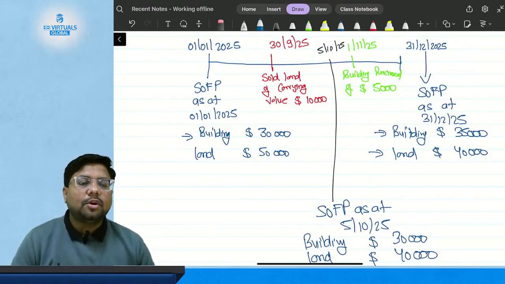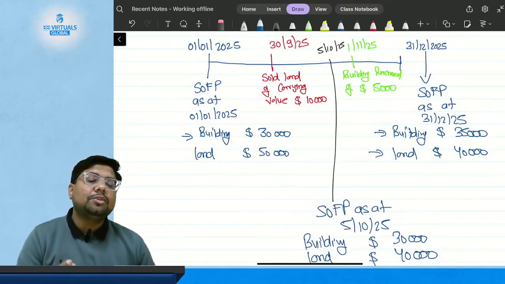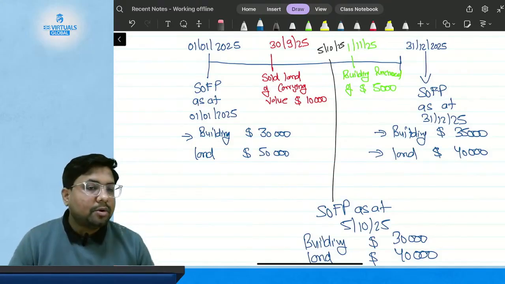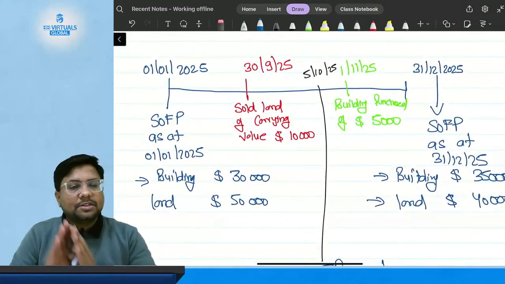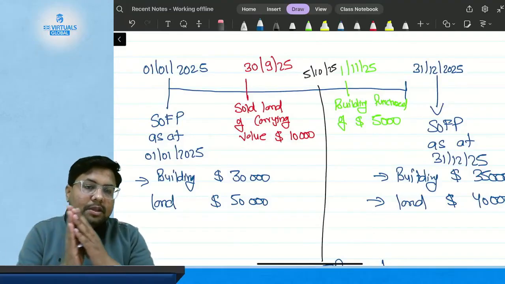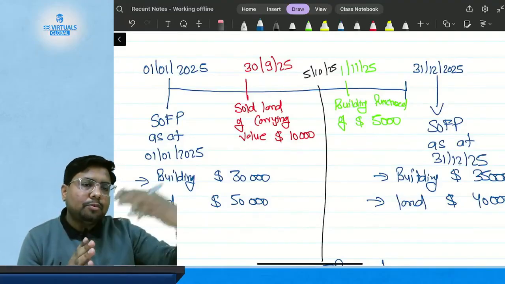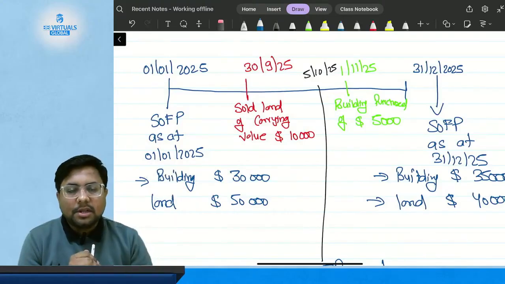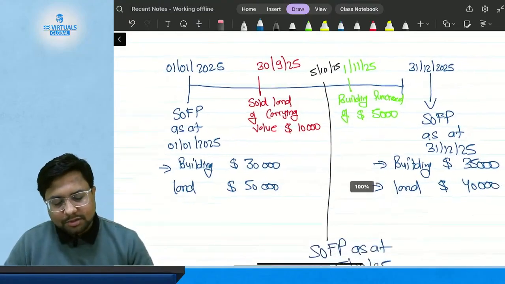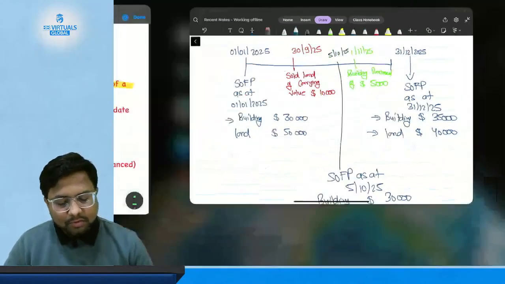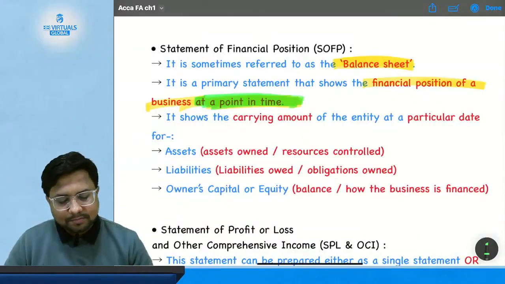So this is what statement of financial position means: it will show you the information towards a particular date, a particular point of time. Okay. Whatever transactions have been done will be covered in your financial position, but the transactions that are going to be done later on will not be covered until the time you are making the financial position statement. Okay. So this is what statement of financial position means.